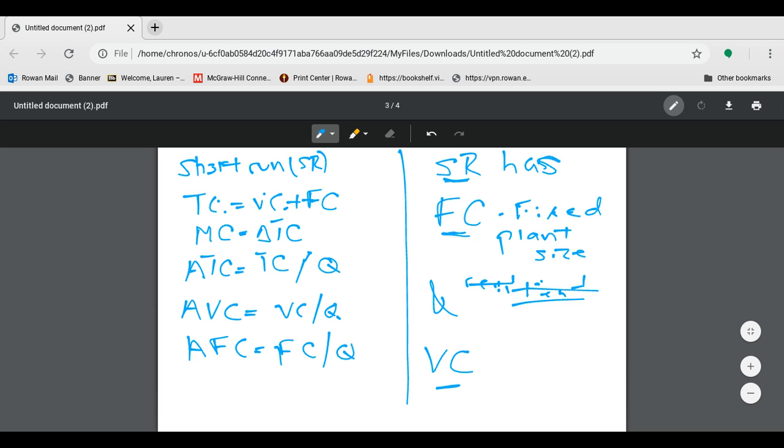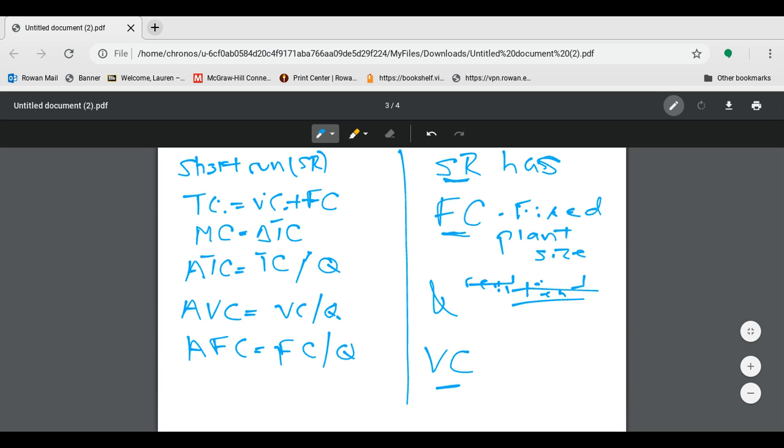But the short run has these fixed costs. One could be rent or the lease that you have. It could be the insurance that you have to pay. The fixed cost is just a cost that you have to pay no matter what. Whether you're producing 1,000,000 units or just one unit, whether you're thinking of moving your plant or whatever, you still have to pay the fixed cost.